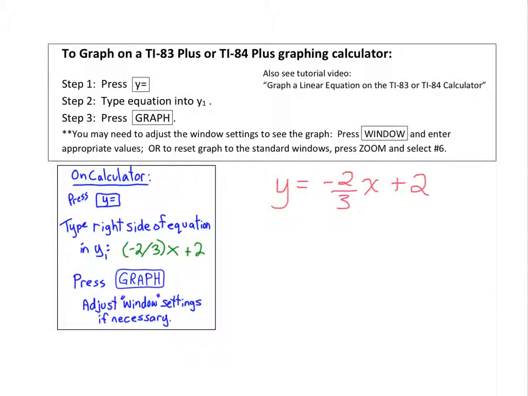Your x button is right below the mode button, so press that for x, and then +2. You can then press the graph button, which is on the top right of your calculator, just below your screen. If you can't see your graph, you will need to go and adjust the window settings. However, if your window settings were already set to the standard window settings, then you will be able to see it. If you compare the graph on your screen to the graph in the question on the previous slide, they should look the same.